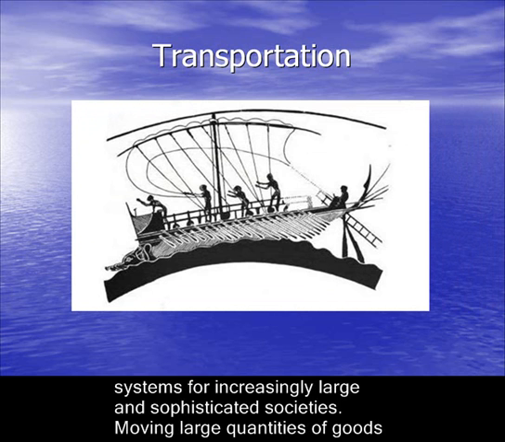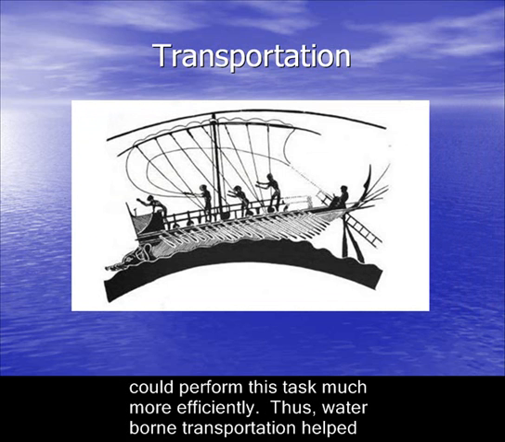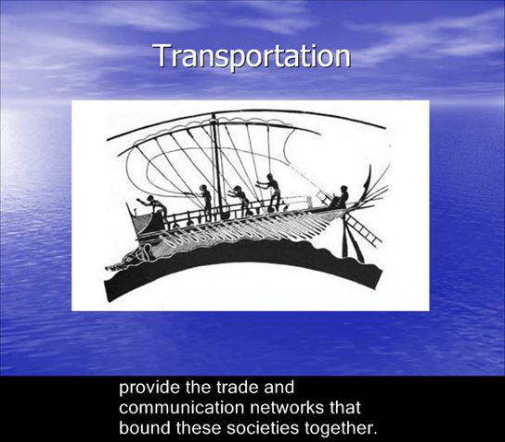Moving large quantities of goods or communicating over long distances on land was slow and cumbersome. Boats and ships could perform this task much more efficiently. Thus, waterborne transportation helped provide the trade and communication networks that bound these societies together.